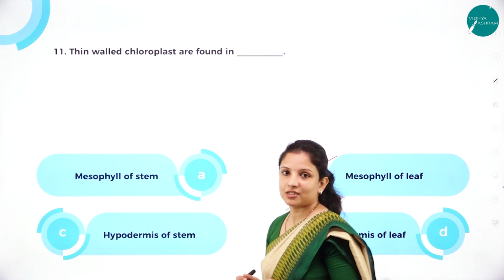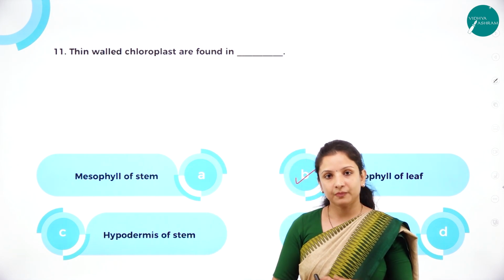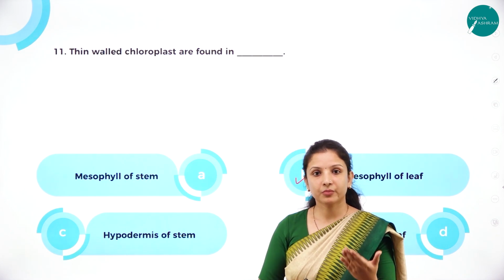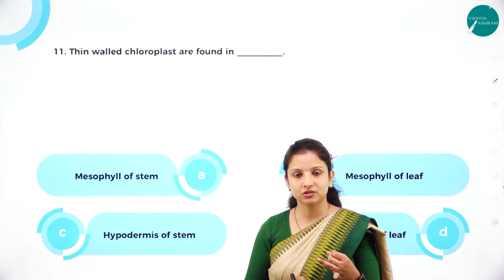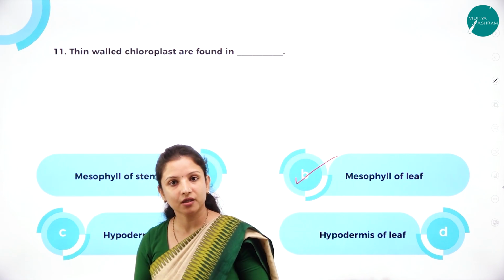So this was the session wherein we learned about the tissue systems in plants, starting from the beginning: the epidermal tissue system, the ground tissue system and the vascular tissue system. And we also got to know some of the MCQs that can be framed under this particular topic.